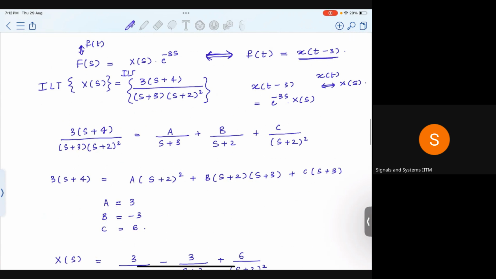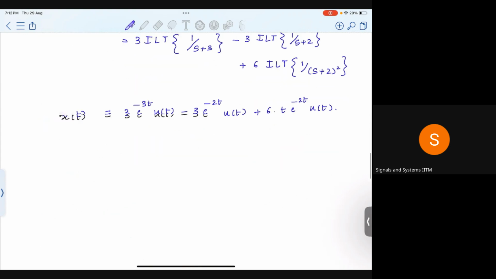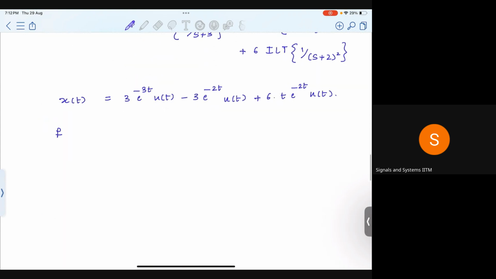Now how do we find f of t? F of t is x of t minus 3. So we know x of t. F of t is simply x of t minus 3. Is that okay?